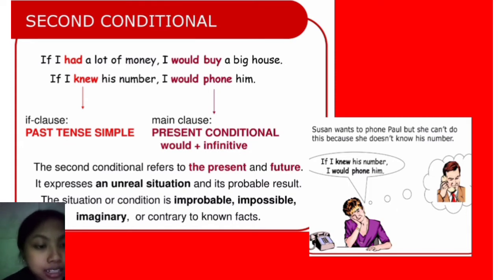Here is a case where Susan wants to phone Paul, but she can't do this because she doesn't know his number. That would be a second conditional. The if clause is: if I knew his number, and the main clause is: I would phone him.